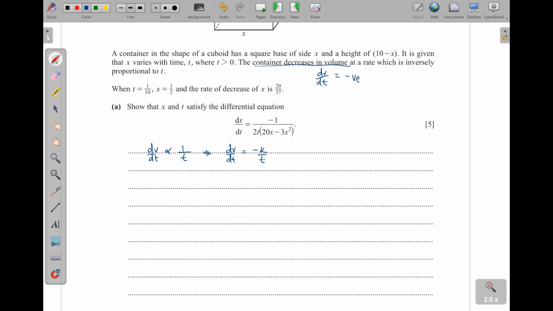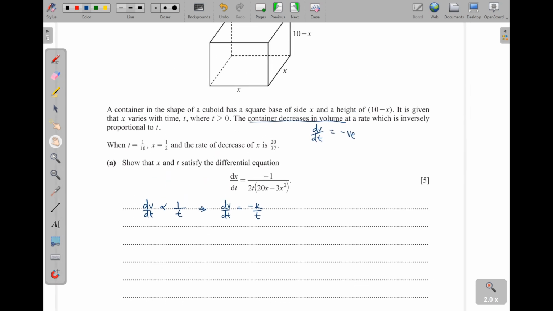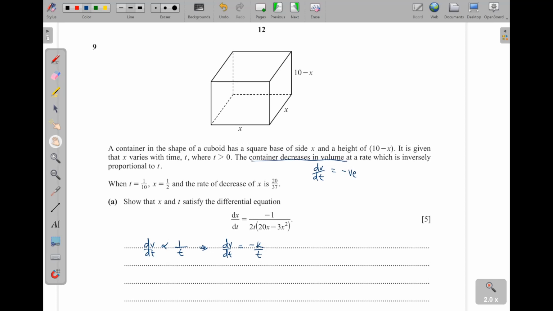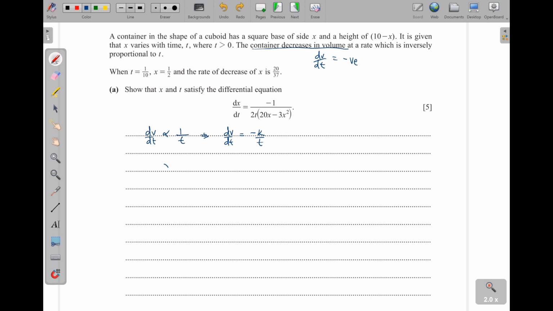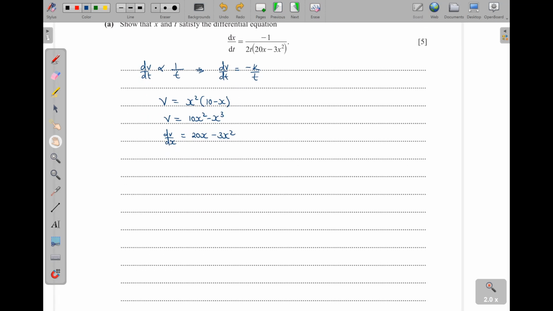Now, we know that volume of a cuboid is length times width times the height. So we shall get x times this times that, okay? So we need to get dV/dx. Volume is going to be equal to x times x, that is x squared, then into 10 minus x. So when I open the brackets, this will be 10x squared, then minus x cubed. So meaning dV/dx is going to be equal to 20x, then minus 3x squared, okay? So what do they want us to show? dx/dt.